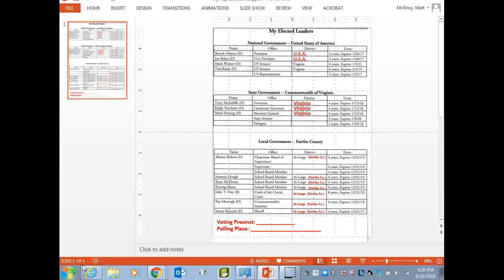This is Mr. McElroy, and today I'm going to show you how to determine who our elected representatives are. All of you probably know that we elect a President of the United States, though many of you may not know that we elect the President indirectly. And many of you may also know that we elect other representatives, but you may not know exactly who all of them are.